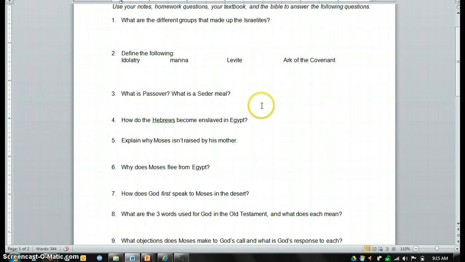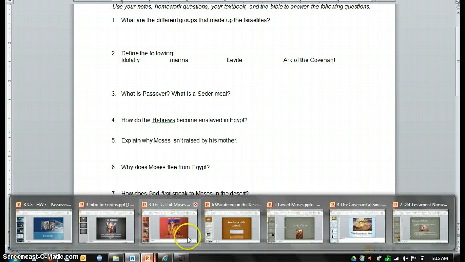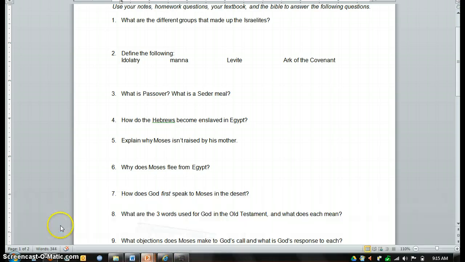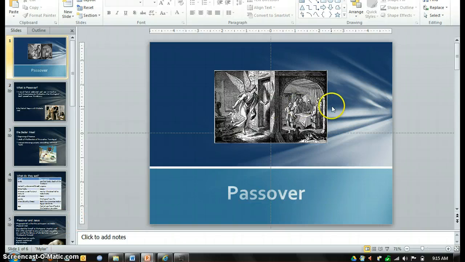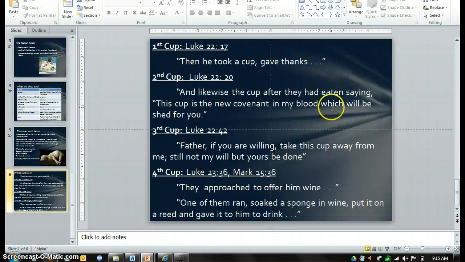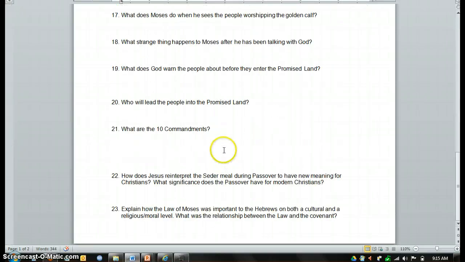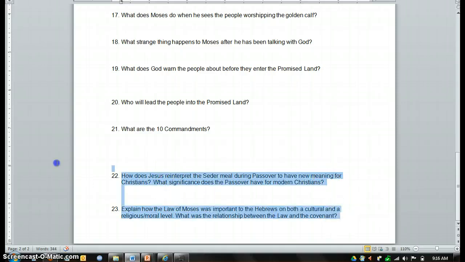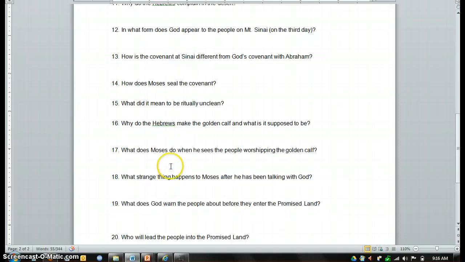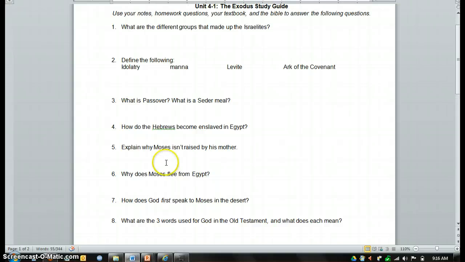What is Passover? Passover is an 8-day Jewish meal. Actually, if you want to know about this, I would go to homework 3, and there's a video that goes along with this that tells you all about Passover, so you can go listen to that. And that goes also for number 22, which would be a good one to make sure you read, because one of these two is probably going to be your essay question, or maybe you'll have both of them. Who knows?